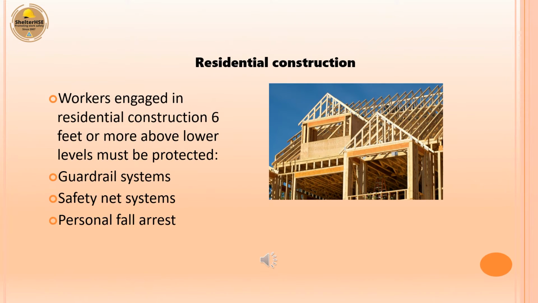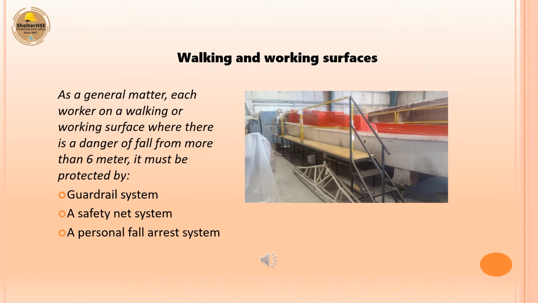Workers engaged in residential construction 6 feet or more above lower levels must be protected by guardrail systems, safety net systems, or personal fall arrest systems. As a general matter, each worker on a walking or working surface where there is a danger of falling from more than 6 feet must be protected by a guardrail system, a safety net system, or a personal fall arrest system.